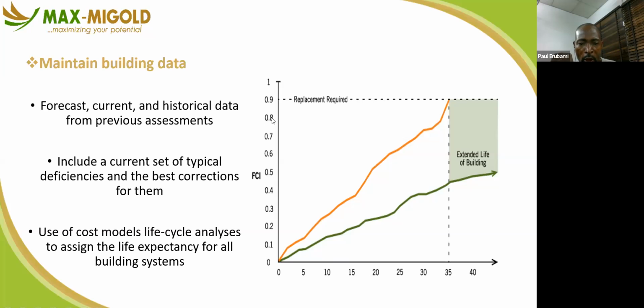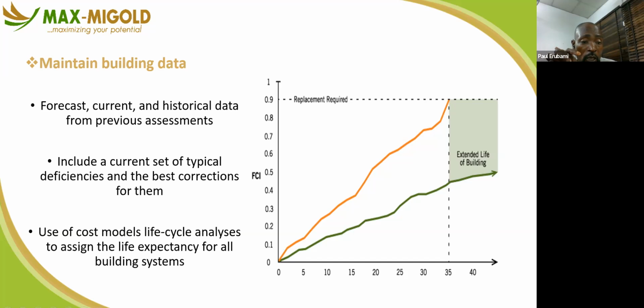So you see, when your FCI, this is facility condition index, is above 10%, that is when a replacement of that facility is required. It also helps you to maintain building data, forecast current and historical data from previous assessments. From the previous assessments, you have a lot of historical data that you can go through to make some vital decisions as a facility manager.